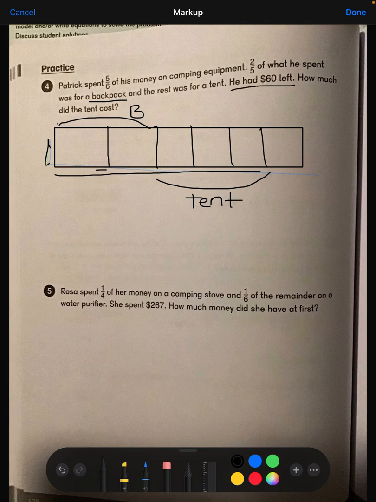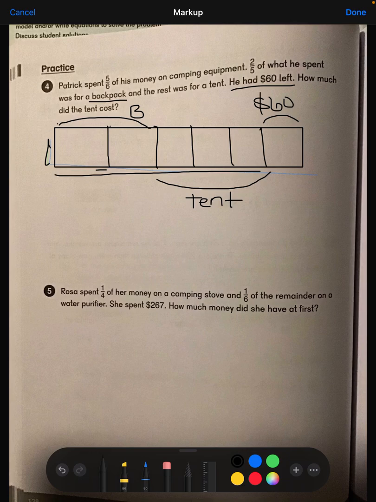He had $60 left. So mind you, he spent 5/6 of his money. He did not spend 1/6 of what he had. So that means this portion right here has to be $60. How much did the tent cost?